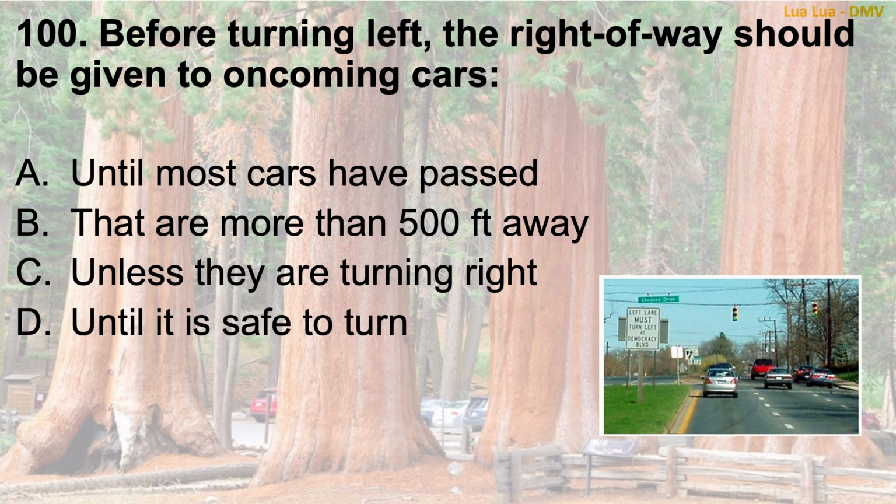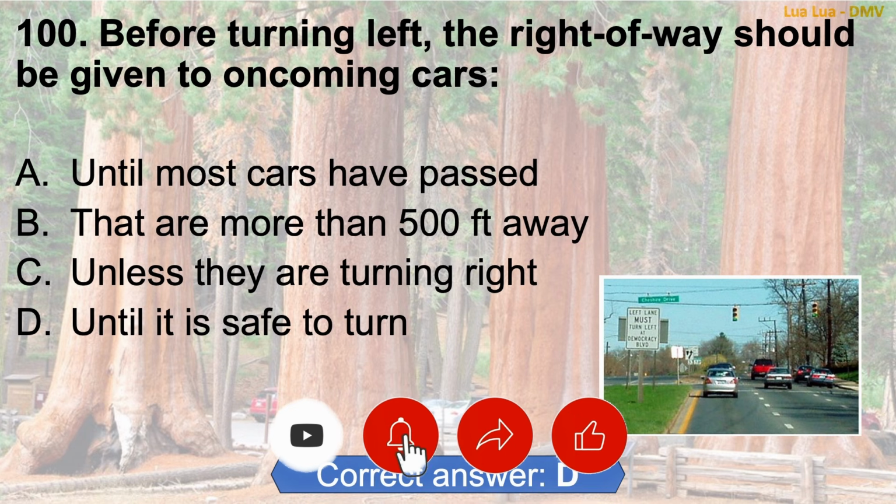Question 100. Before turning left, the right-of-way should be given to oncoming cars. A. Until most cars have passed. B. That are more than 500 feet away. C. Unless they are turning right. D. Until it is safe to turn. The correct answer is D. Until it is safe to turn.